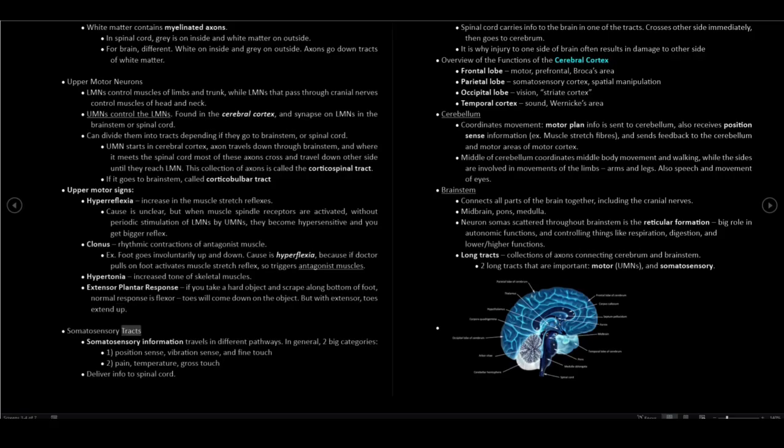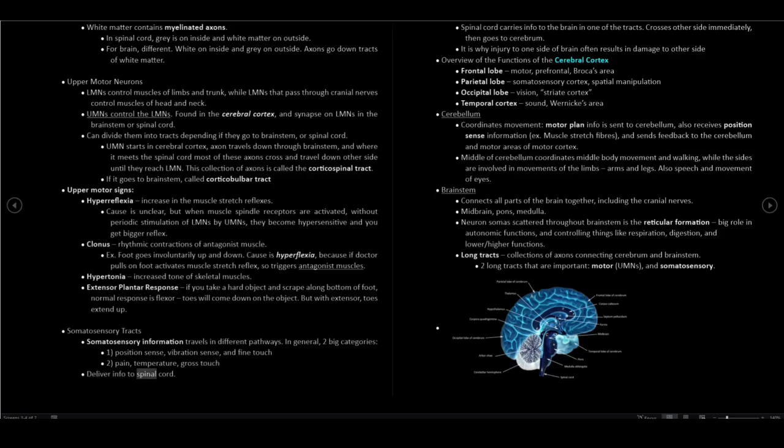Somatosensory tracts. Somatosensory information travels in different pathways. In general, two big categories: 1. Position sense, vibration sense, and fine touch. 2. Pain, temperature, and gross touch.